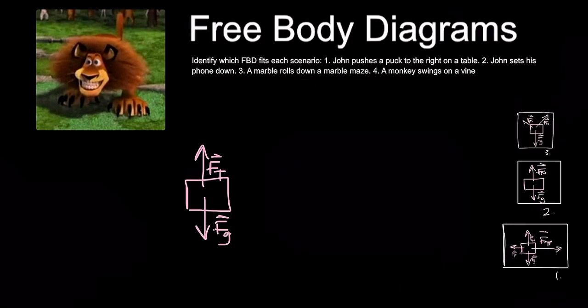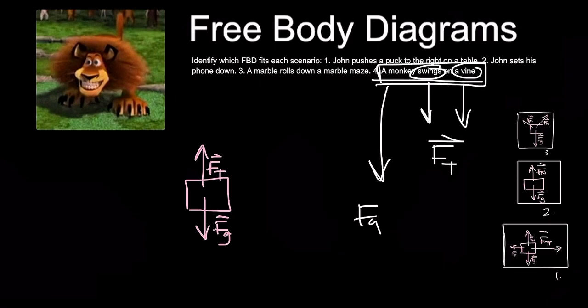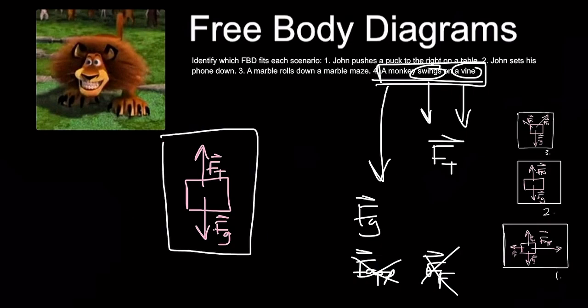Here's our last one. We can see the monkey is swinging on a vine, a flexible object. This means there will be tension. And of course, gravity. Here there is no applied force. The monkey is swinging because of the forces. No normal force as they are not on a surface, and definitely no friction. So it's this one. Yay, we have finished this.